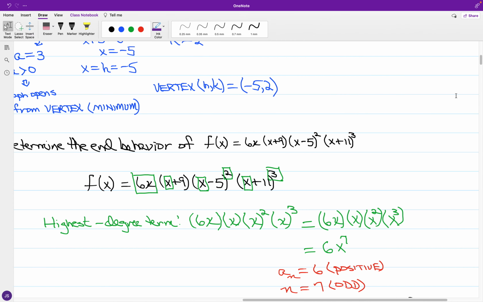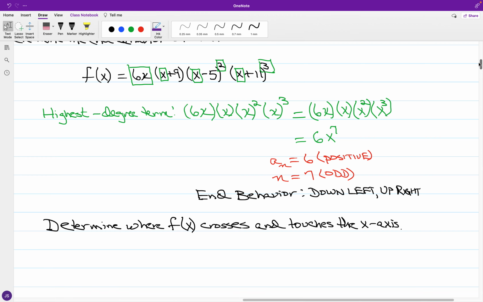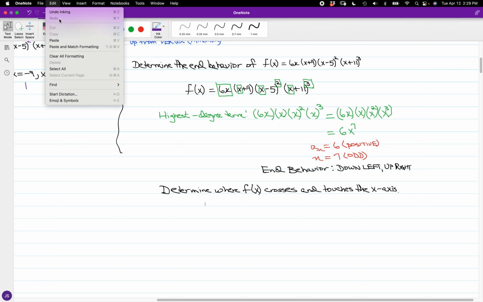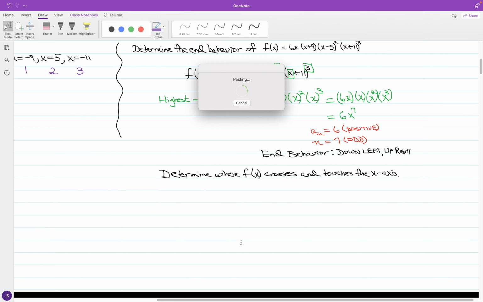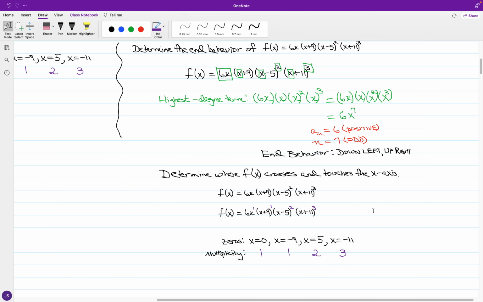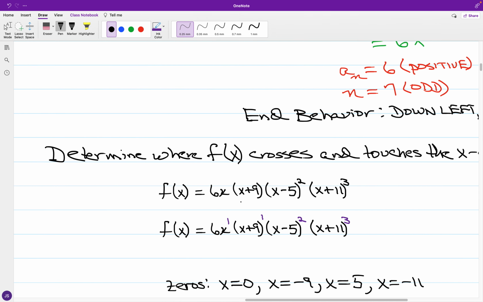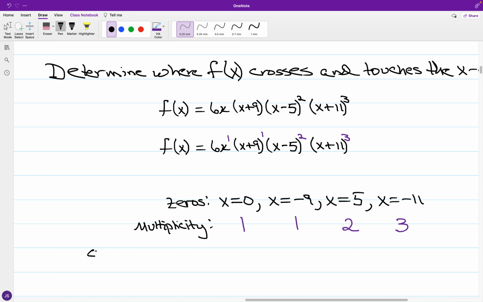Okay, so you got the end behavior, down to the left and up to the right. Now we got the zeros earlier and their multiplicities, and we are looking at whether the graph is going to cross or touch the x-axis.